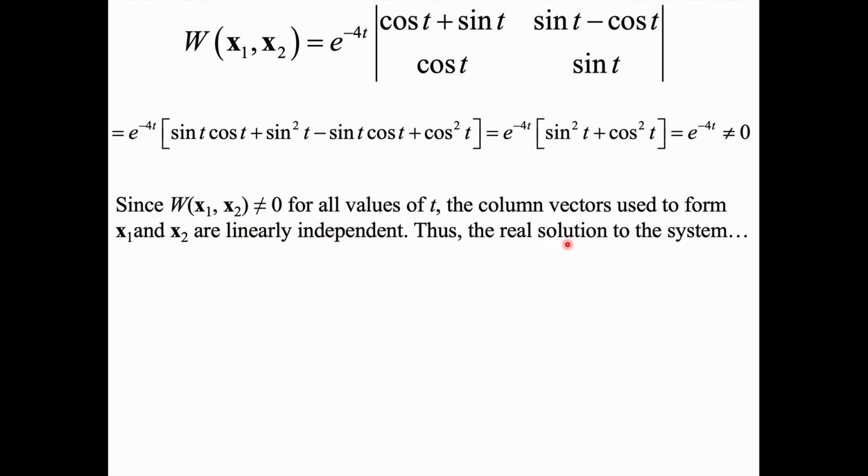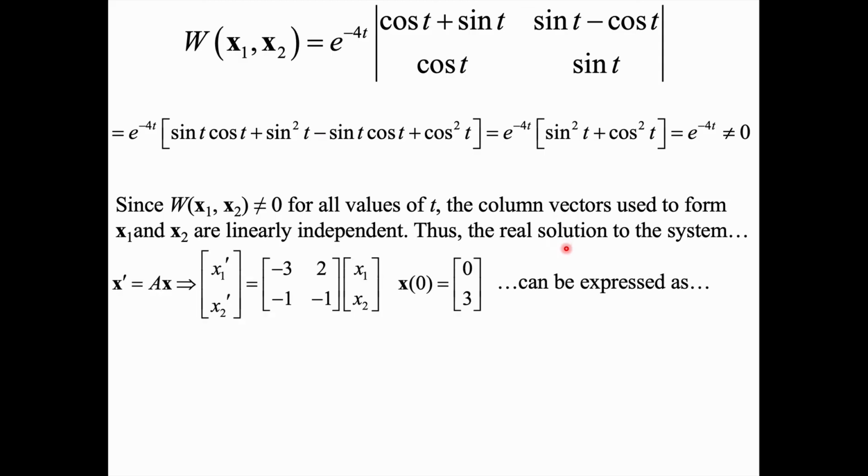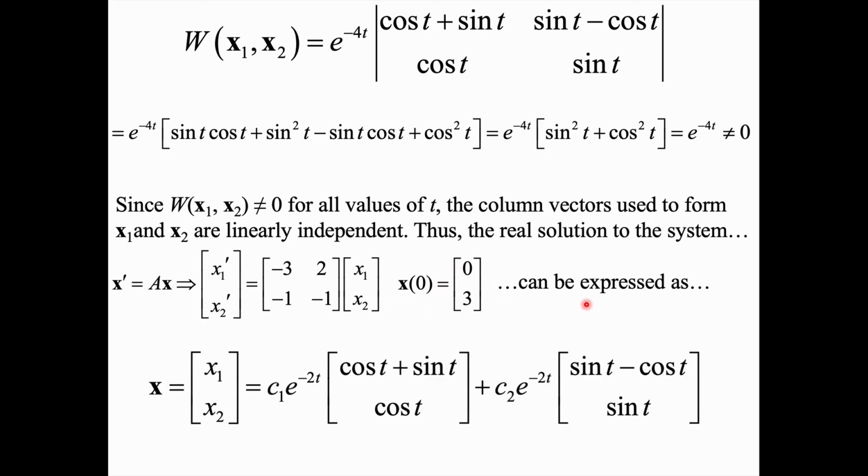Thus, the real solution to the system is finally in our grasp. We were given this system of differential equations. We're given this initial condition. So we can express that solution simply as C1 e to the -2t times this column vector plus C2 e to the -2t times this column vector. And now all that remains for us to do is find out the values of C1 and C2. We know we have linearly independent pieces. We're not repeating ourselves. We can now actually figure out what C1 and C2 are.